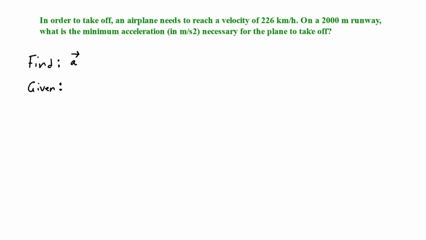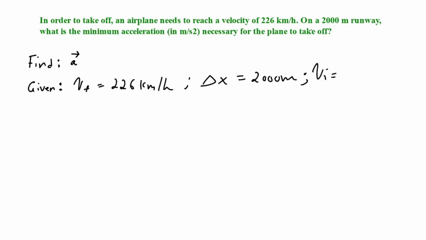We are given the final velocity of the plane that is necessary, which is going to be 226 kilometers per hour, right? So that's necessary for our plane to actually lift off. We also know that the change in x is going to be 2,000 meters because the distance of my runway is 2,000 meters. And our final part here is it's not really directly stated in the problem itself, but we should know that our plane is going to be starting from rest. So our velocity initial is going to be equal to 0 meters per second.